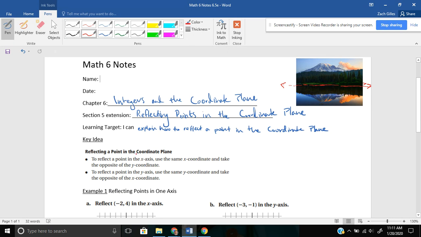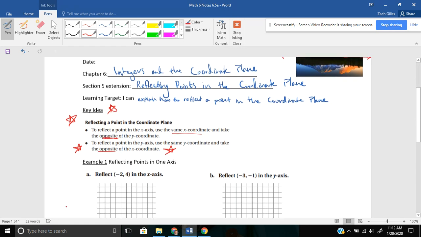And right here in the key idea, it looks a little wordy, but if you don't take anything else away from today's lesson, man, this is the most important one. This tells you exactly how to do it. To reflect a point in the x-axis, use the same x coordinate, so that doesn't change, and take the opposite of the y coordinate. And vice versa, if you reflect a point in the y-axis, you use the same y coordinate, but you take the opposite x coordinate.